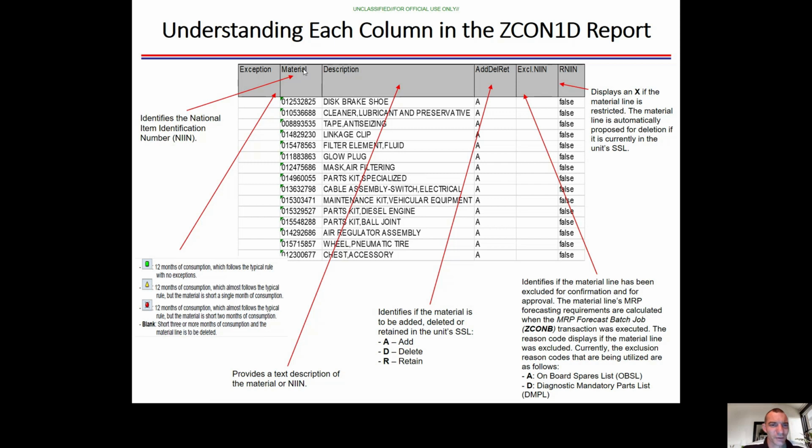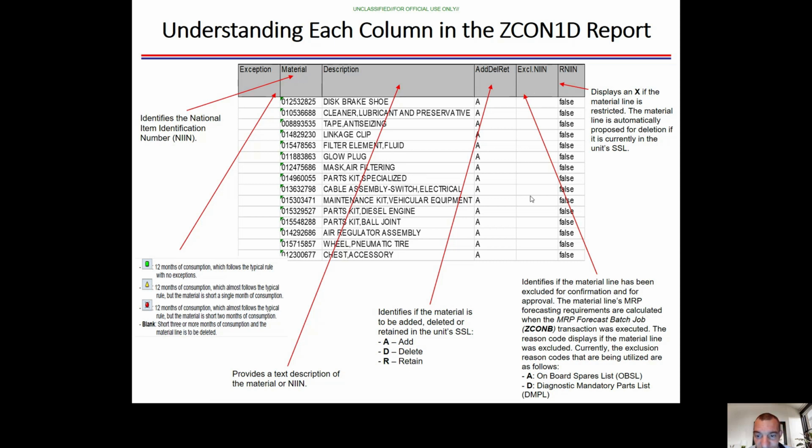So basically, your material column here is just going to be your NIN, okay, what the equipment is or what the part is. Same thing with the description. It's going to provide a text description of the material NIN, and then add, delete, retain. This identifies the material to be added, deleted, or retained in your SSL. Like I said, A is add, D is delete, R is for retain.